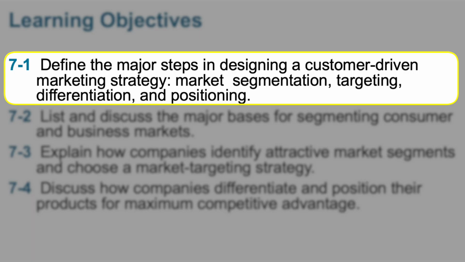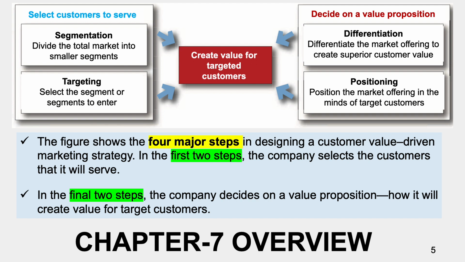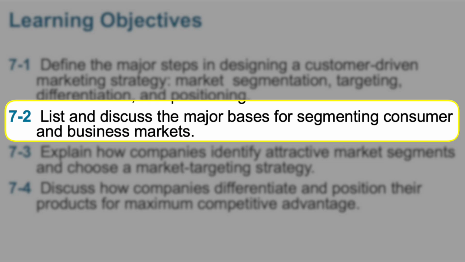Let's see the first learning objective. The figure shows the 4 major steps in designing a customer value driven marketing strategy. In the first 2 steps, the company selects the customers that it will serve. In the final 2 steps, the company decides on a value proposition of how it will create value for target customers. The second objective is to list and discuss the major bases for segmenting consumer markets.